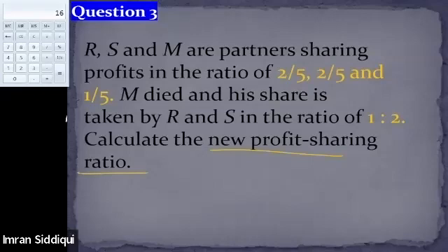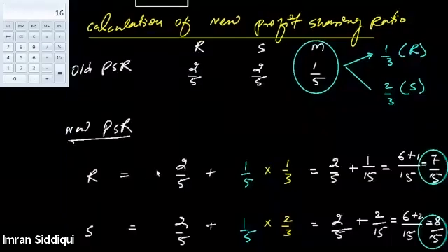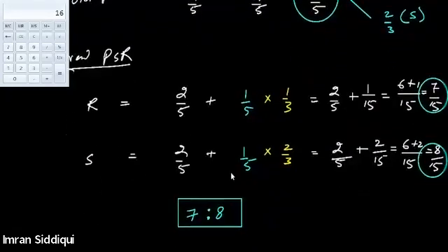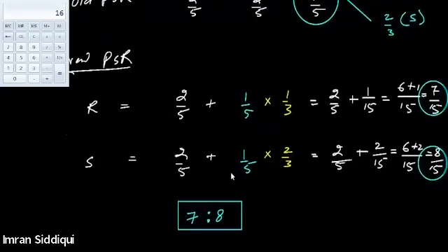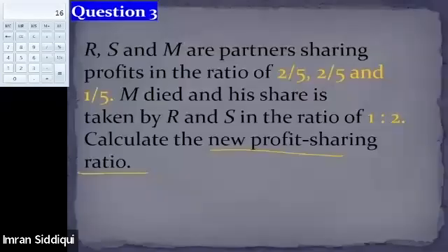Done, Aman? Yes, sir. Tell me the answer. 7:8. Yeah, that is right. By the way, this is the correct solution of the question. I'm sure you have done it this way only, right? 7:8, we got. This is the right answer. Anyways, moving on to the next question.